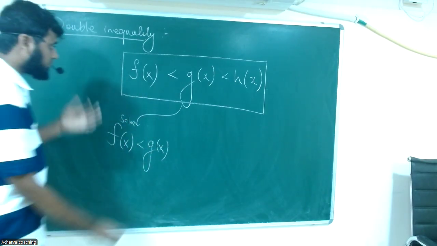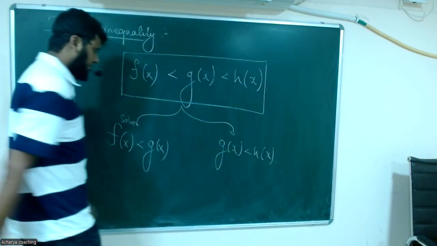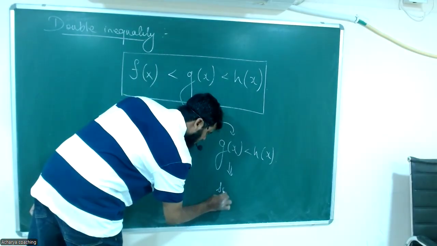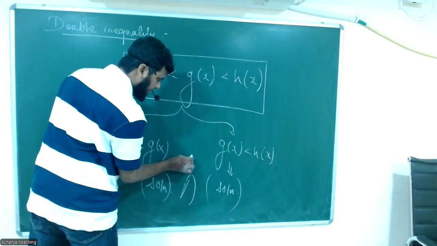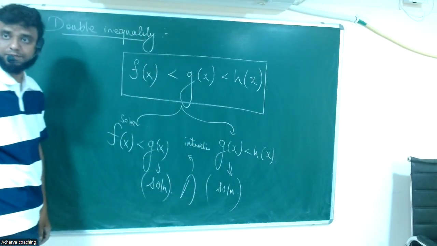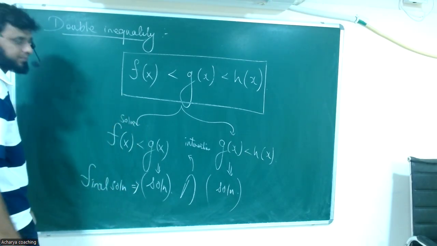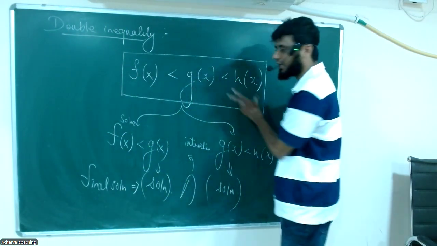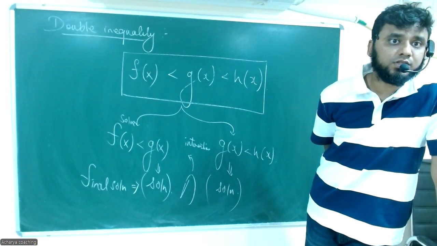Next, we have to solve g of x less than h of x. From this you'll get one solution, and from the other you'll get another solution. These two solutions, you have to take the intersection. Intersection is nothing but common. That is our final solution. Clear? Any doubt? So this inequality separately we have to solve, and that inequality separately, then we take the intersection of both. So this is a double inequality.